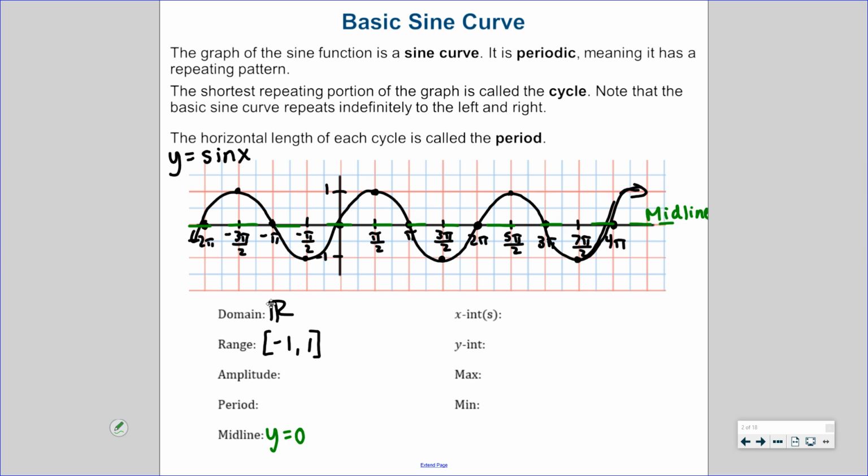So the amplitude tells you how tall your graph is. But the weird thing is it's only measured from the midline to a max. This right here we call the amplitude. We don't say from the min to the max. We say from the midline to a max is my amplitude. So yes, I think when you said that, this does have an amplitude of 1.